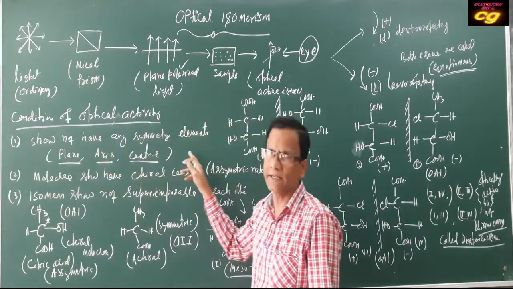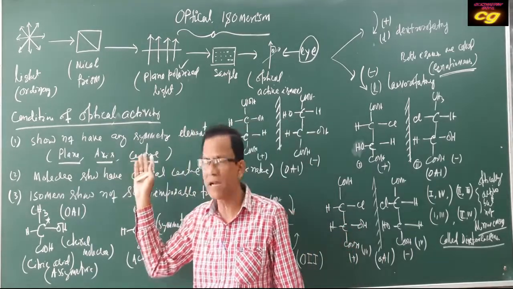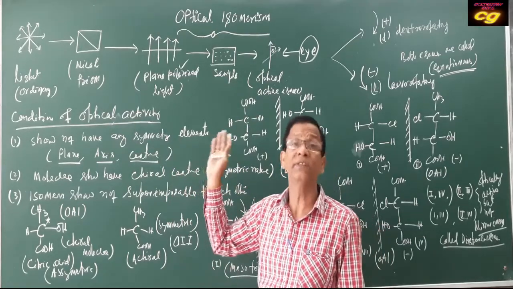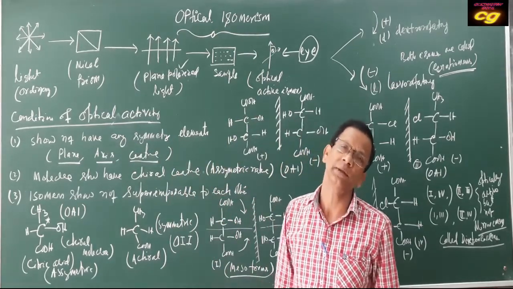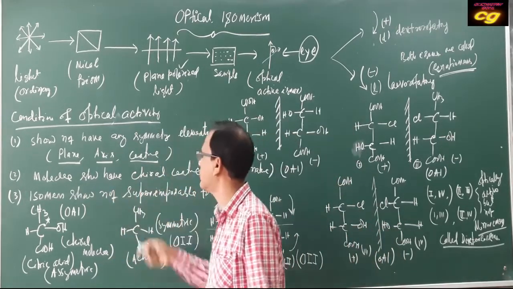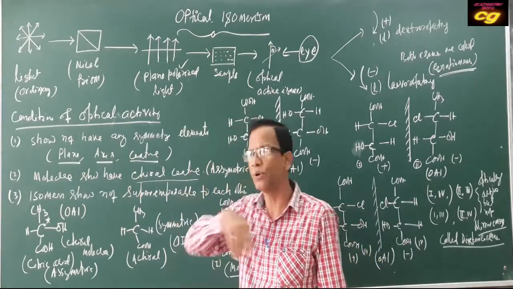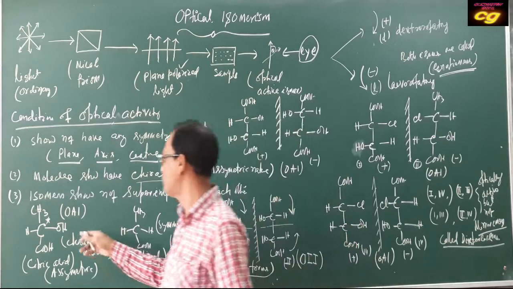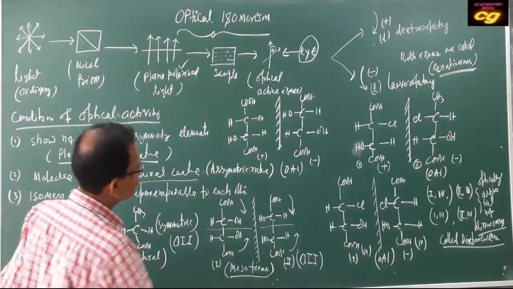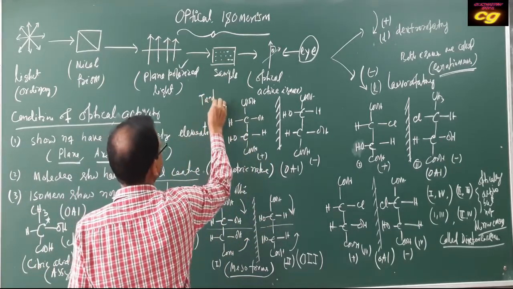These are symmetric elements: plane, axis. You have read about this in mathematics also: plane of symmetry, axis of symmetry, and center of symmetry. If this symmetry is there, then it will not be optically active. We will discuss some examples later. And the molecule should have a chiral center. What is the meaning of chiral center? A chiral center means a particular carbon atom to which different groups are attached. For example, you see this is citric acid, this is lactic acid, and this is tartaric acid.